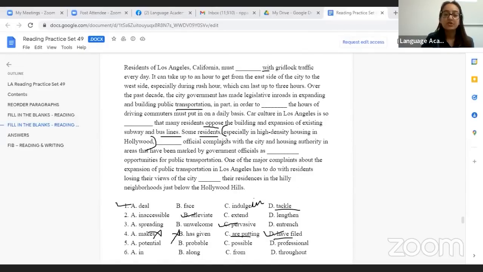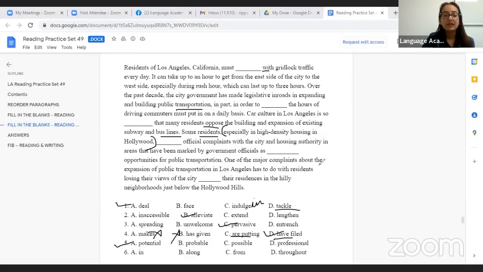Residents have filed official complaints with the city and housing authority in areas that have been marked by government officials as dash opportunities for public transportation. So the areas which are marked by government as dash opportunities. So what kind of opportunities? Potential, probable, possible, or professional. When we see an opportunity in something to be converted into a better thing, it is called potential. So the answer will be potential, meaning possible opportunities. Here it can be a very good bus stand, let's say. So that would be a potential opportunity.